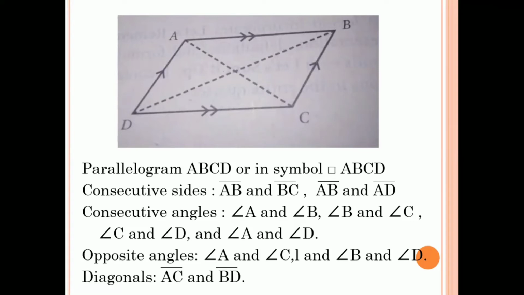Then we also have the diagonals, a segment connecting non-consecutive vertices. So our diagonals are segment AC and segment BD or DB. Next.